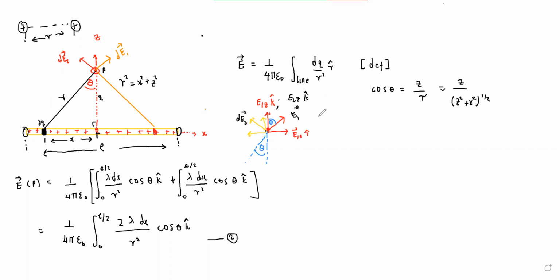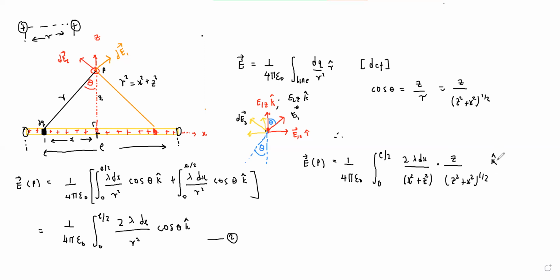Right. So using equation number 2, therefore the electric field at point P can be defined to be 1 over 4 pi epsilon 0, from 0 to L over 2, times 2 lambda dx over what is r? We already know r squared is x squared plus z squared, times cos theta. So what is cos theta? Cos theta is z over z squared plus x squared raised to 1 over 2, times unit vector k, indicating that the electric field is pointing along the z-axis.